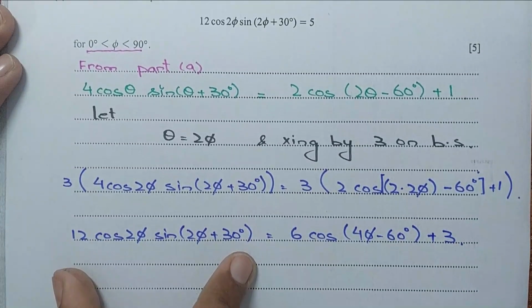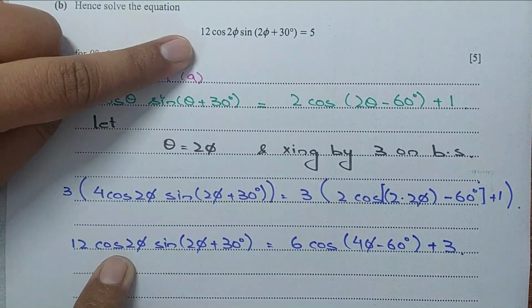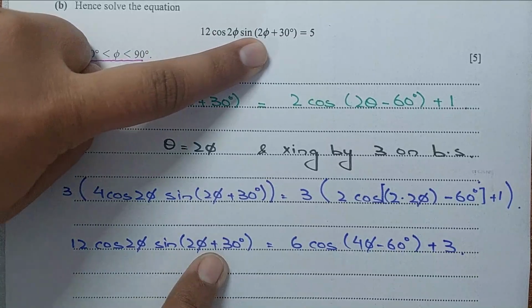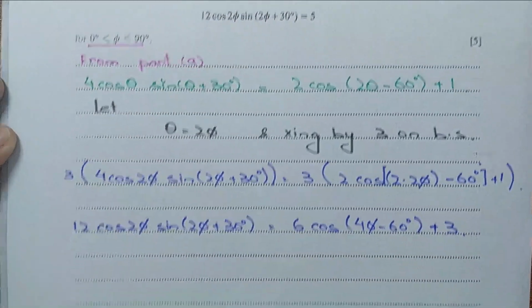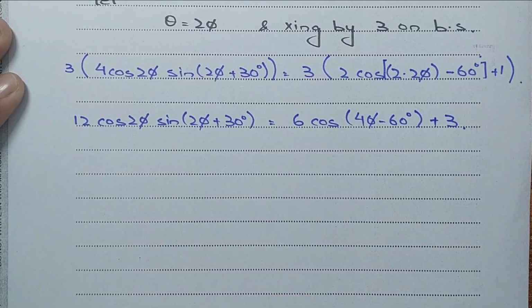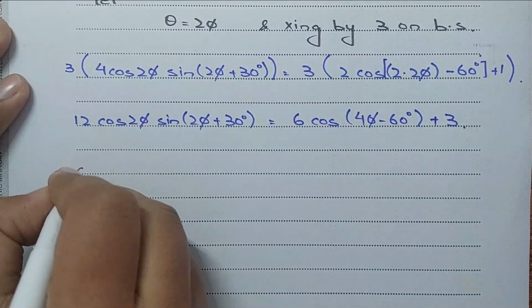So now this whole thing, 12 cos 2 phi sine 2 phi plus 30 degrees, this term is equal to 5. This whole thing equals 5, right? Compare with the question.